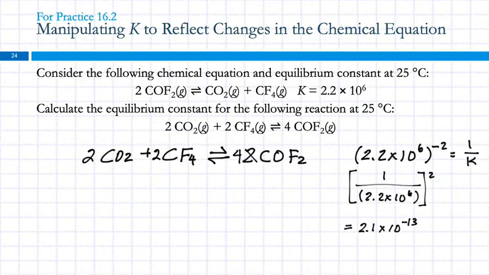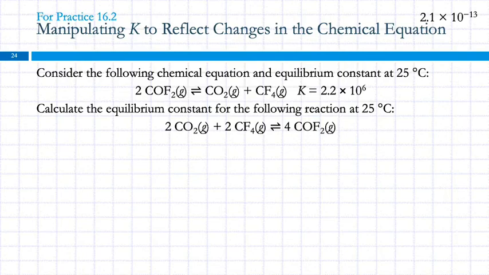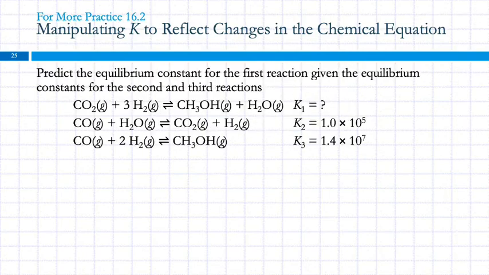Any questions? Where did you get the -2 exponent? Well, I had a -1 because I reversed the reaction. Or you can write it as 1 over 2.2 times 10 to the 6. And then I had to multiply by 2. The equilibrium constant is always unitless. Yes. Yep. Any other questions? 2.1 times 10 to the -13.